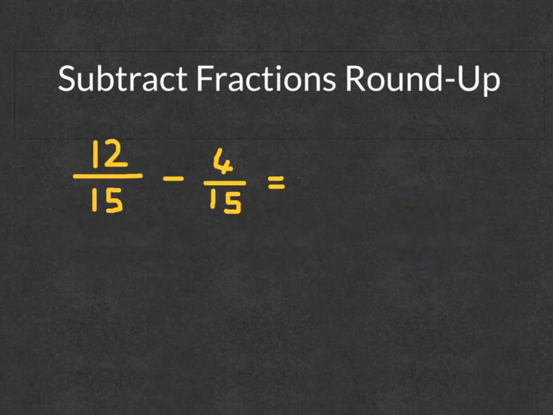Here we've got 12/15 and we are taking away 4/15. The denominator remains as 15. And now we've just taken away 4 parts from 12. We're left with 8/15.